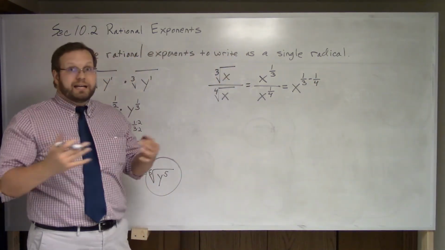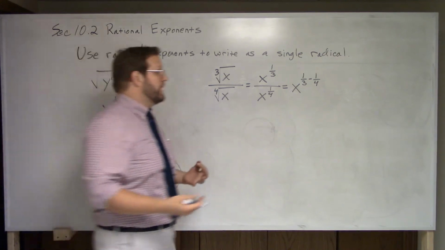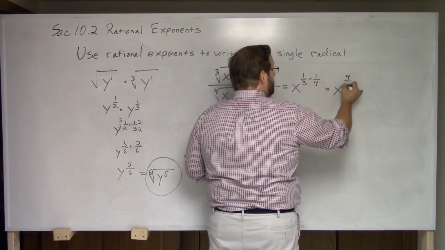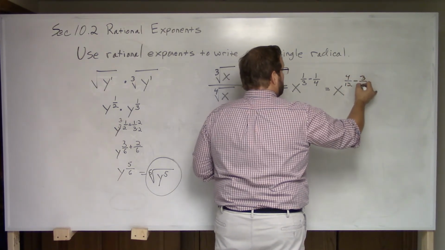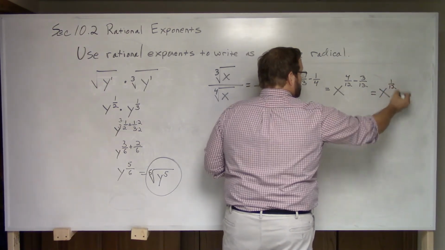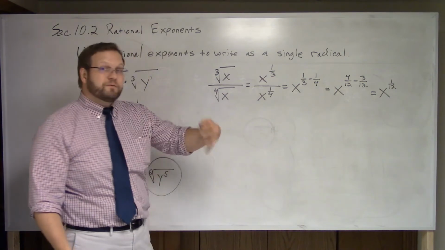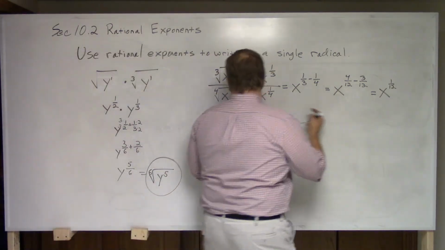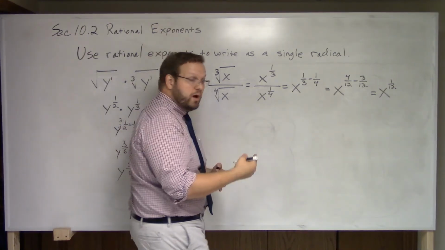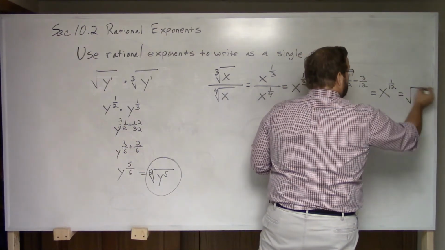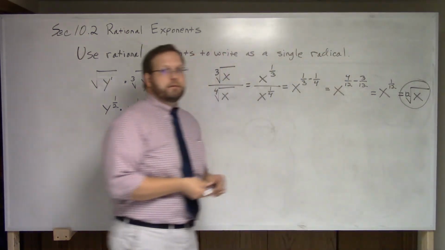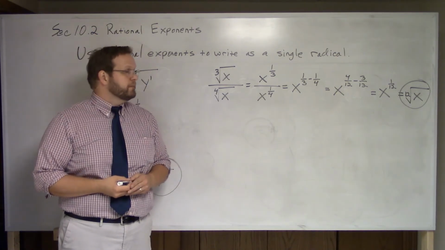Okay? And now we're back to just subtracting those two fractions. So what we're left with is x to the 4/12 minus 3/12, which would be 1/12. But remember, we need to convert that back to a radical. And if a cube root was 1/3, 4th root is 1/4, a 1/12 would simply be a 12th root of x. And there we go. Okay? Let's do one more.